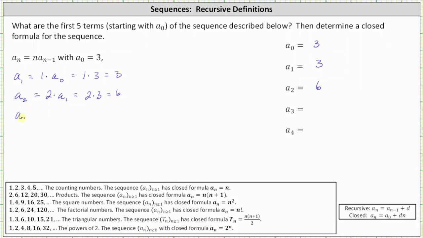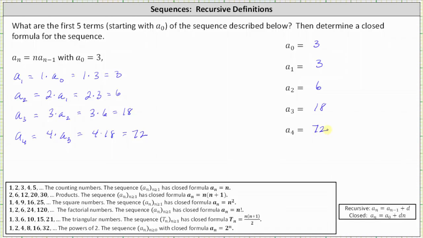And now we'll determine a sub 3. For a sub 3, n is 3, which gives us 3 times a sub n minus 1, which is 3 minus 1, which is 2, giving us a sub 2. 3 times a sub 2 is equal to 3 times 6, which is 18. And now we'll determine a sub 4. When determining a sub 4, n is 4, which gives us 4 times a sub n minus 1, which is 4 minus 1, giving us a sub 3. 4 times a sub 3 is 4 times 18, which is equal to 72.